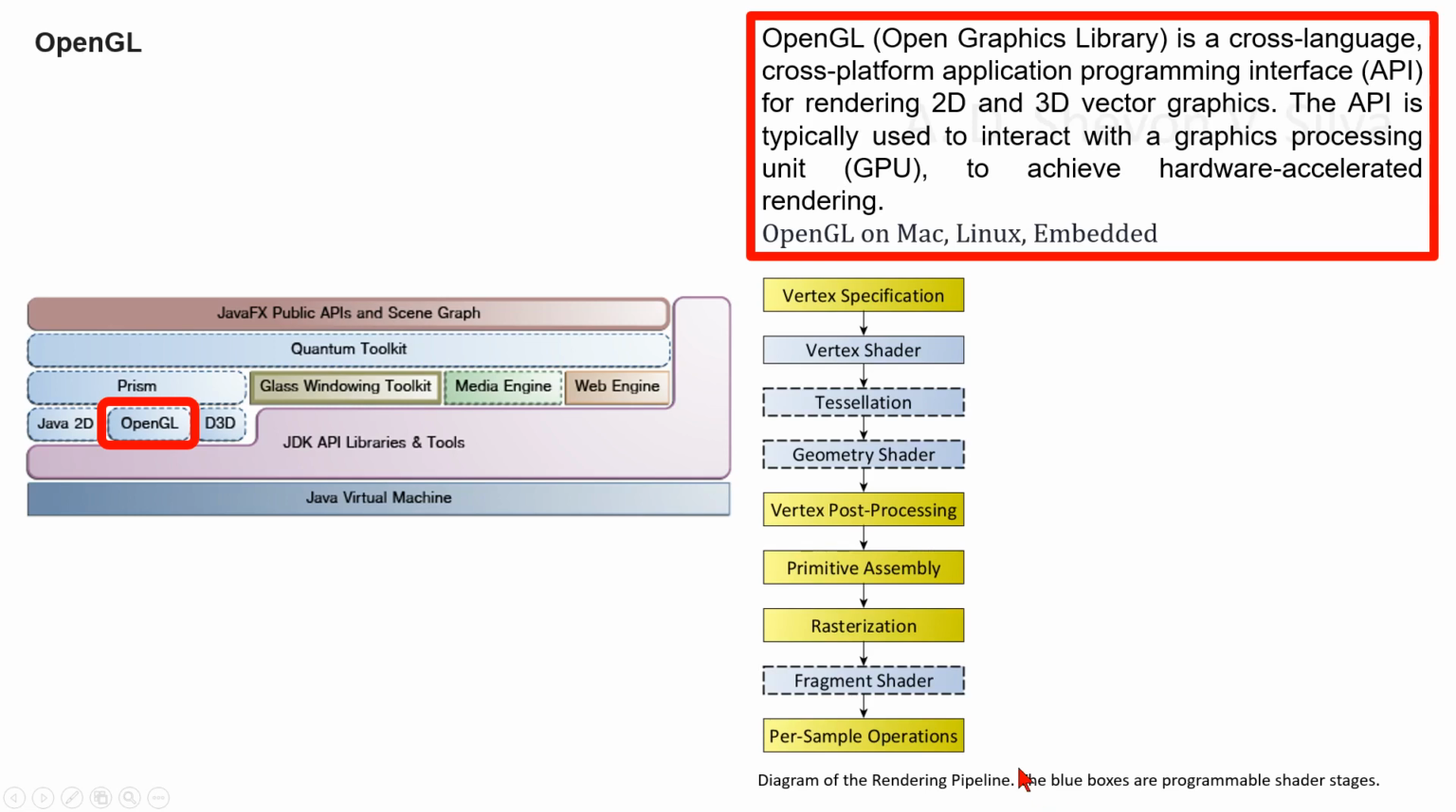Here you can see the vertex specification is connected to the vertex shader. The vertex shader is connected to tessellation. Tessellation is connected to the geometry shader. The geometry shader is connected to vertex post-processing. Vertex post-processing is connected to primitive assembly. Primitive assembly is connected to rasterization. Rasterization is connected to the fragment shader. The fragment shader is connected to per-sample operations. You can see the programmable shader stages here: vertex shader, tessellation, geometry shader, and fragment shader.